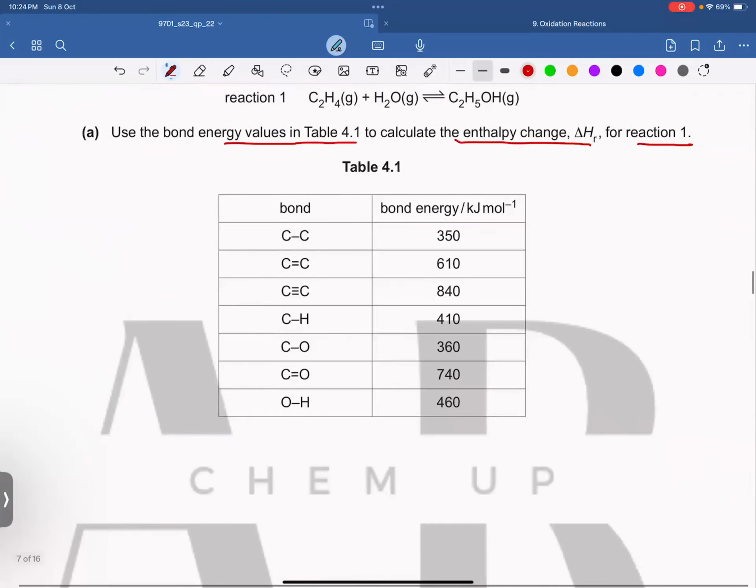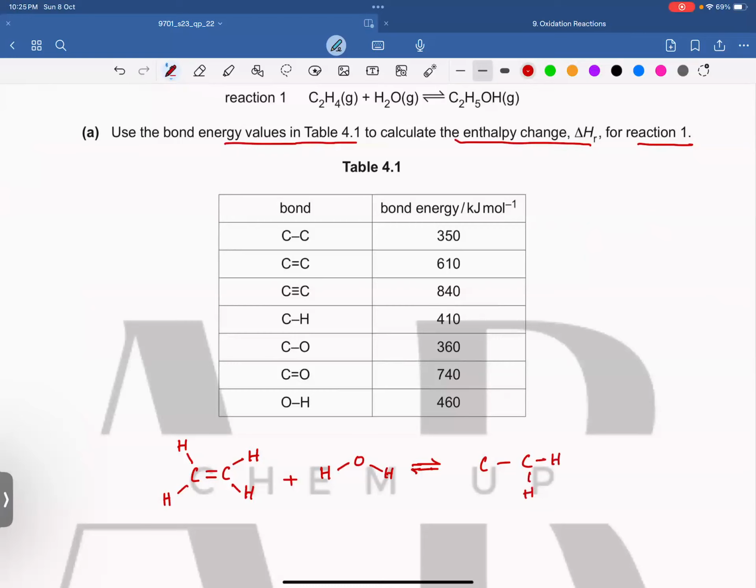Let me draw a displayed form of reaction 1. There is a double bond between two carbon atoms in C2H4, and each carbon is bonded to two hydrogens. Then we have H2O, and then we have C2H5OH, which means that the double bond is broken. Now there is a single bond between two carbon atoms. One carbon got H and the other carbon got OH.